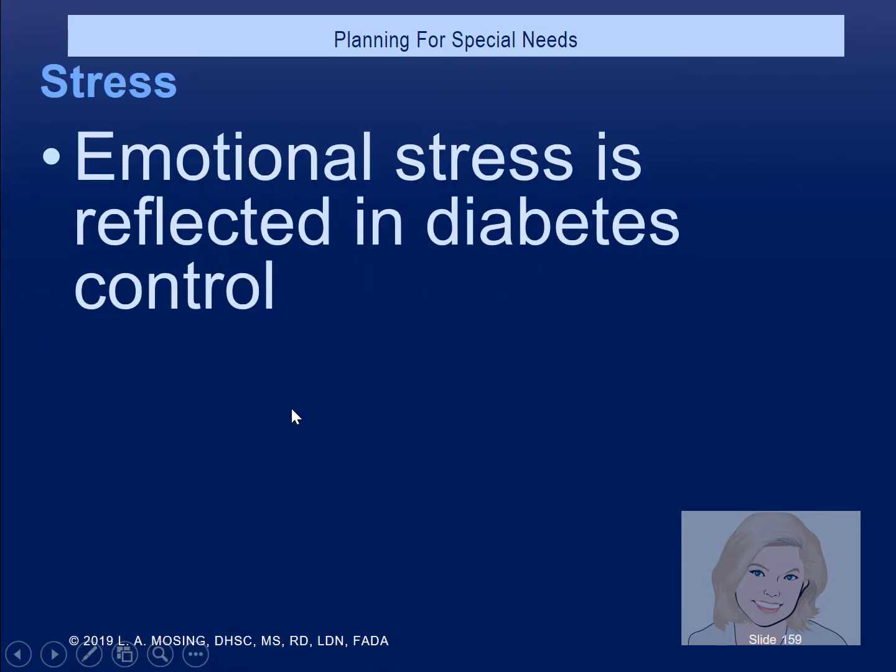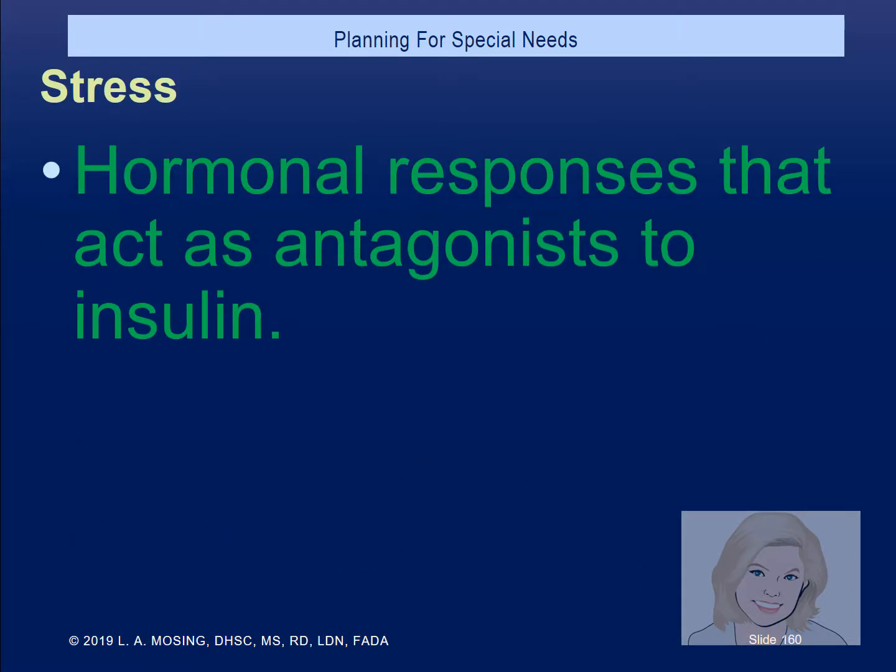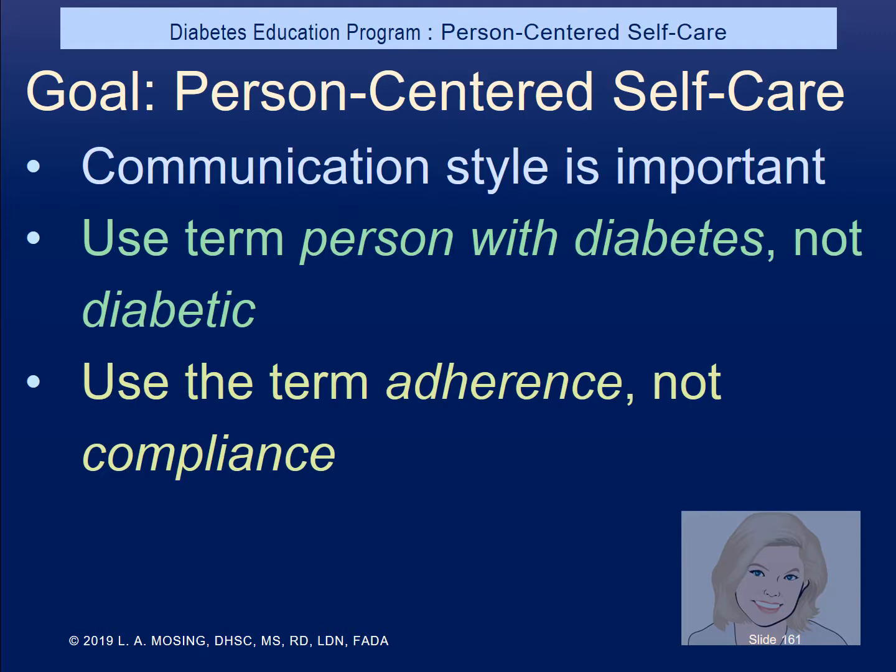Stress. Does stress make your blood pressure go up, your asthma get worse, your blood sugar go up? Sure. Stress needs to be managed. Emotional stress is going to be reflected in blood sugar control. So they need to know stress reduction activities. And remember, stress, the hormonal response, is an antagonist to insulin.